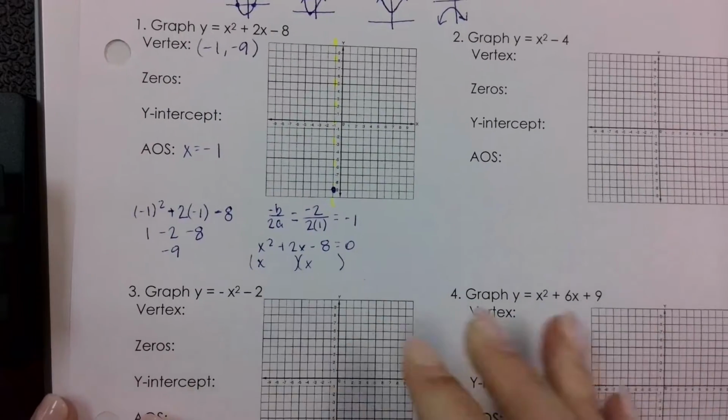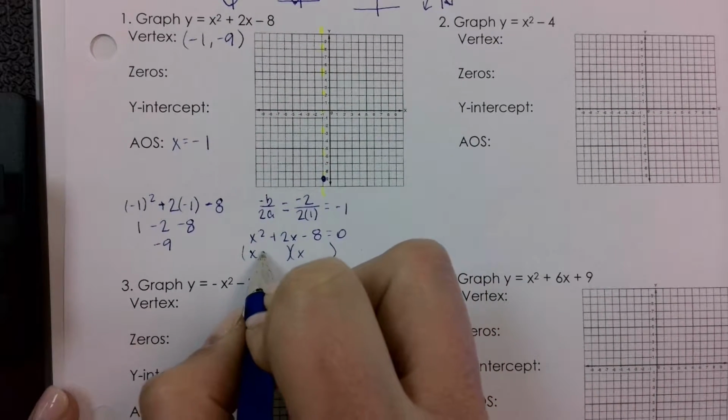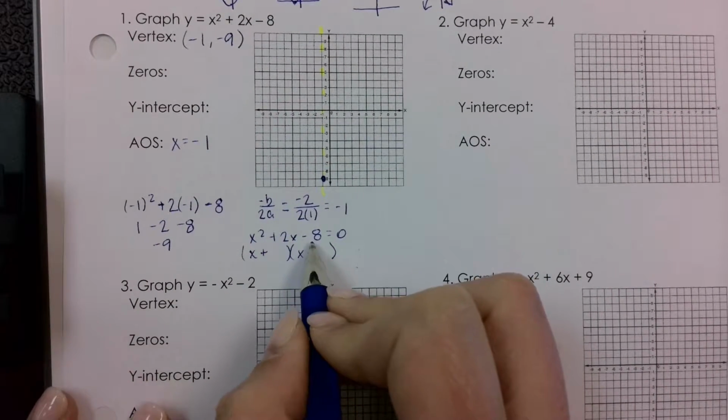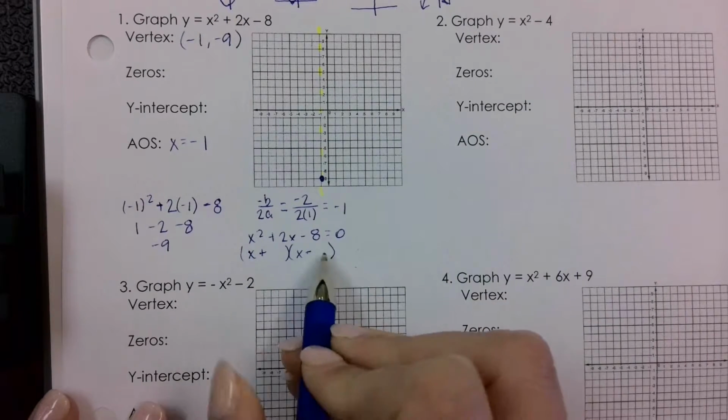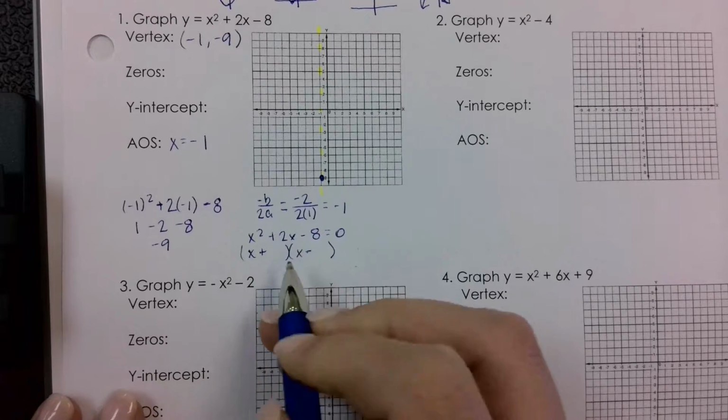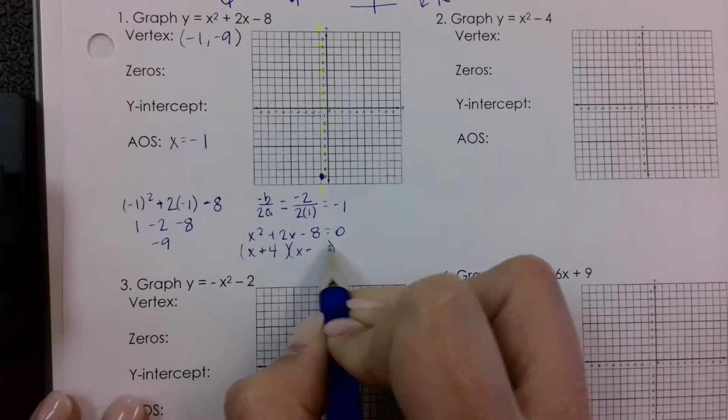What do you always keep? First sign. Second sign's a minus, so what does that mean? Opposite, so we need a minus. What are factors of 8 that subtract to be 2? 4 and 2.